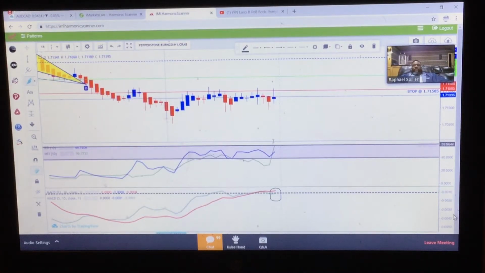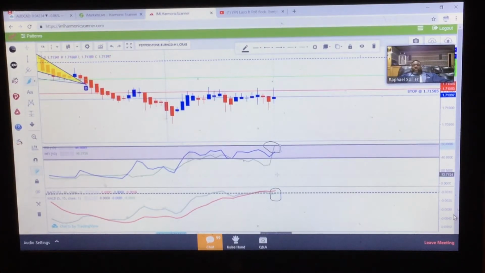You also are looking for this to cross the 60 level. I like to see both of them cross. Here and here, the RSI and the money flow can cross, but you're also looking for this cross here on the MACD as well, with both lines going up.